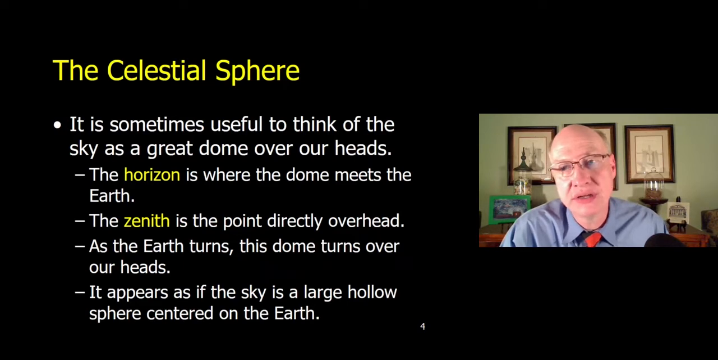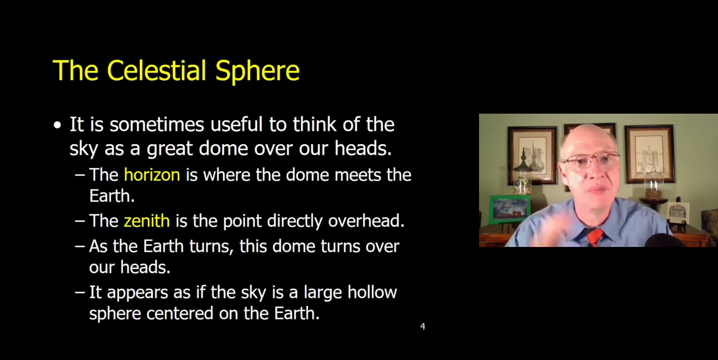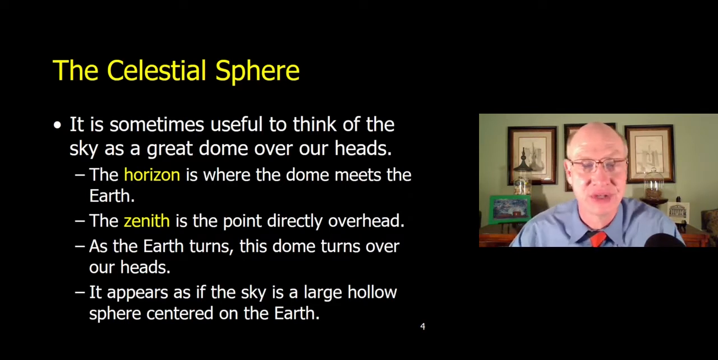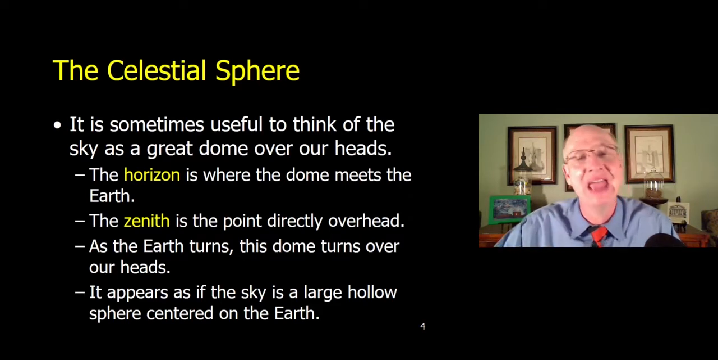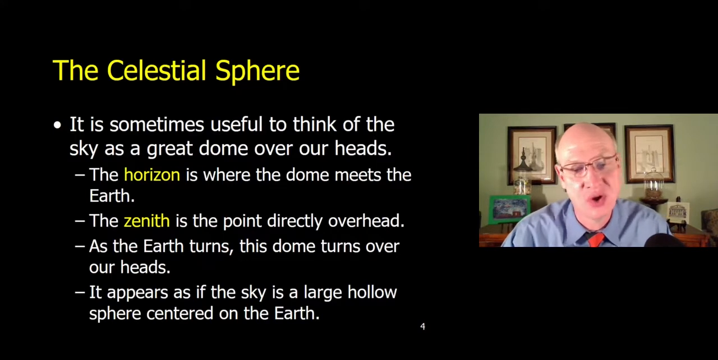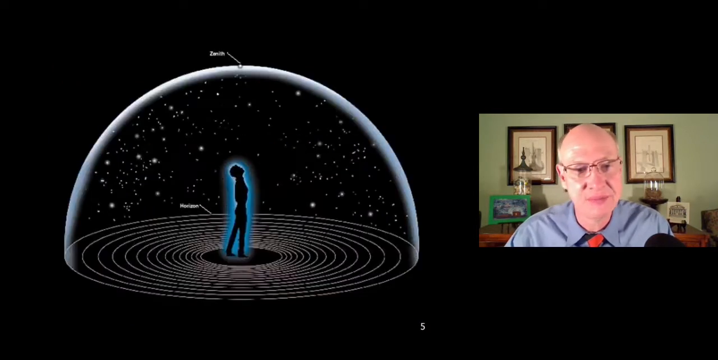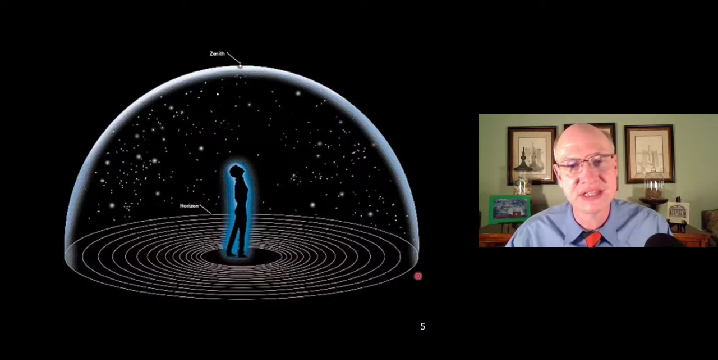As the earth rotates, this dome appears to turn over our heads. As the earth rotates from west to east, it makes everything in the sky look like it's going east to west. Now, another important place on this celestial sphere is the horizon. The zenith is the point straight overhead. The horizon is where the dome of the sky meets the ground. And the horizon surrounds us, 360 degrees of horizon all the way around.